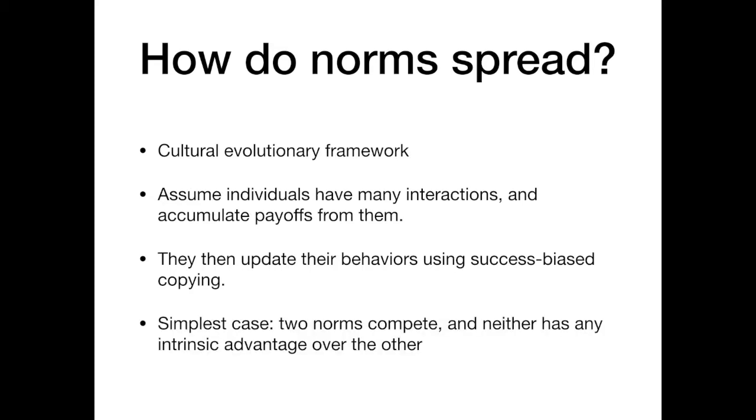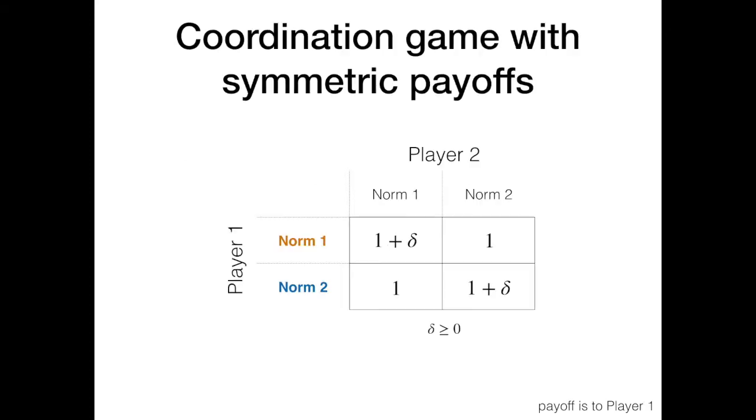So to start, we're going to consider an example in which two norms compete and in which neither has any intrinsic advantage. Let us consider a coordination game with symmetric payoffs. So here's a two-player game, and here's the payoff matrix. Again, the payoffs here are to the row player. This is a two-strategy, two-norm game.